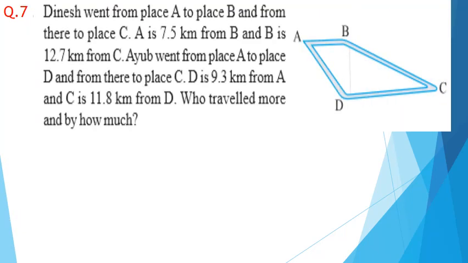Our next question, question number 7. Dinesh went from place A to place B and from there to place C. A is 7.5 km from B and B is 12.7 km from C. Ayub went from place A to place D and from there to place C. D is 9.3 km from A and C is 11.8 kilometer from D. Who traveled more and by how much?